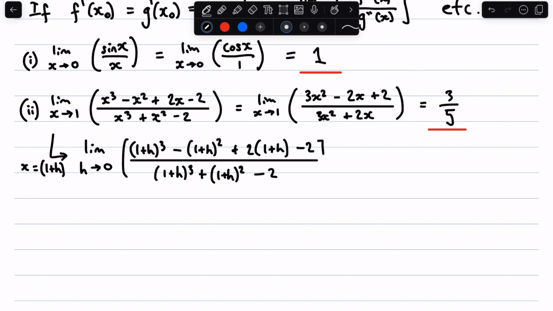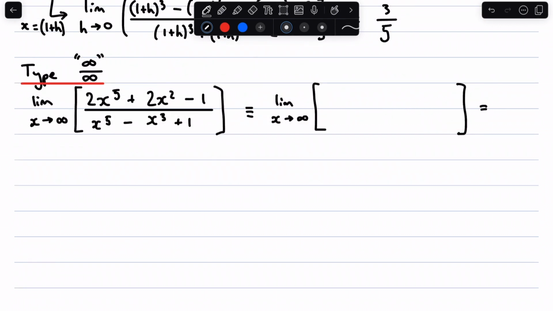And I'll let you do this as an exercise, work this all through, and you'll find that, again, we get the result 3/5. So this shows that our L'Hopital's rule is also working, again, by using a different rule of an expansion where x equals 1 plus h.